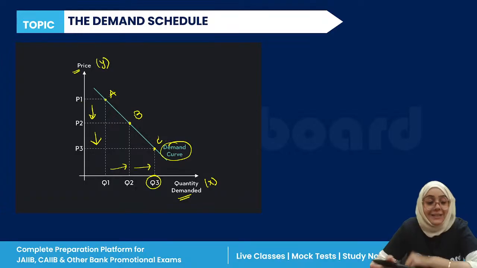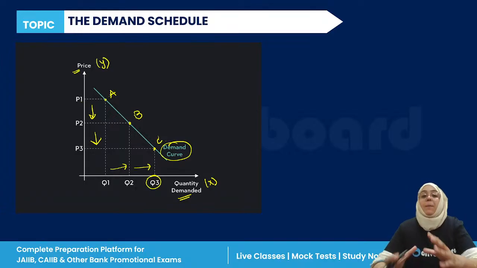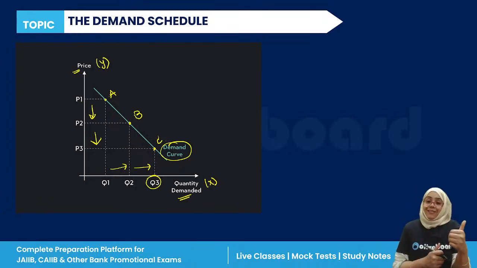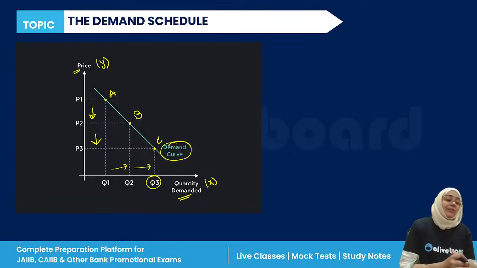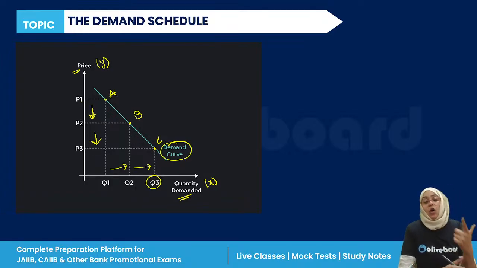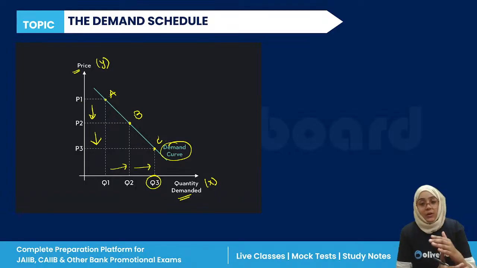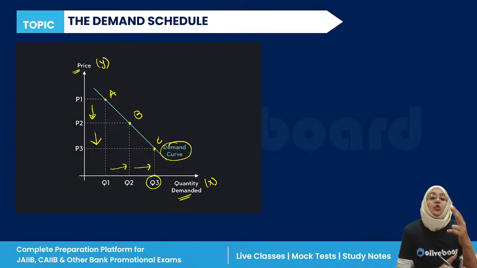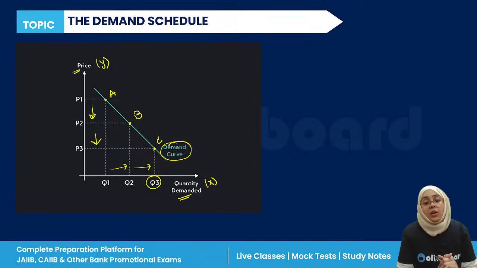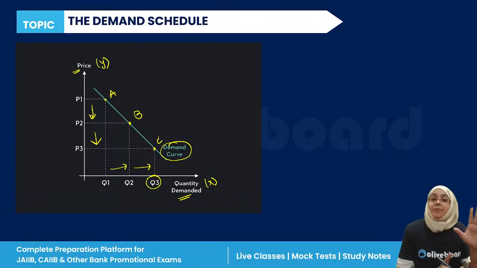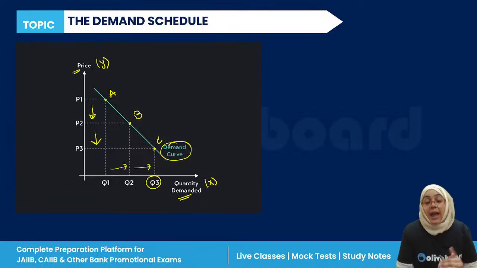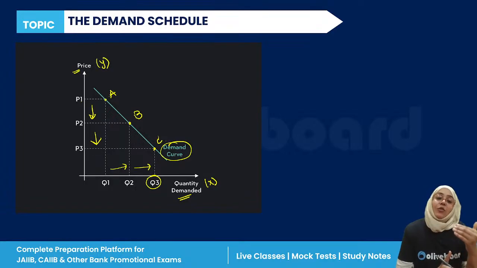Clear? So these are the 5 points of the law of demand which you need to remember. First, the law of demand is always from the buyer's perspective. Second, the law of demand always shows the relationship of price over the quantity demanded. Third, it always shows the inverse relationship. As the price increases, quantity demanded decreases and vice versa. Fourth, we have to take all other factors constant. And fifth, the law of demand curve is always downward sloping.